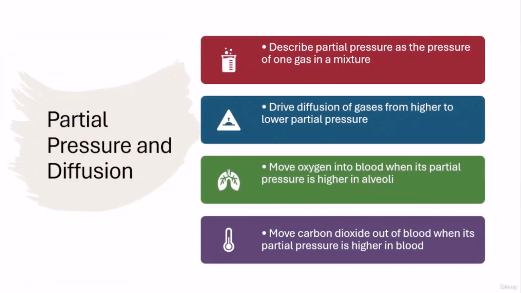Gases move by diffusion, and diffusion depends on differences in partial pressures, which is simply the individual pressure of each gas in a mixture. When the partial pressure of oxygen is higher in the alveoli than in the blood, oxygen moves into the blood. And when the partial pressure of carbon dioxide is higher in the blood than in the alveoli, carbon dioxide moves out, and these gradients keep oxygen entering the body and carbon dioxide leaving the body without needing energy.